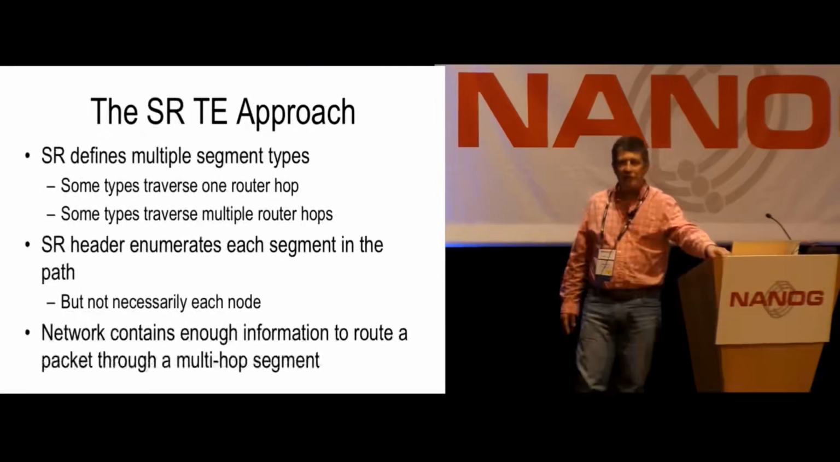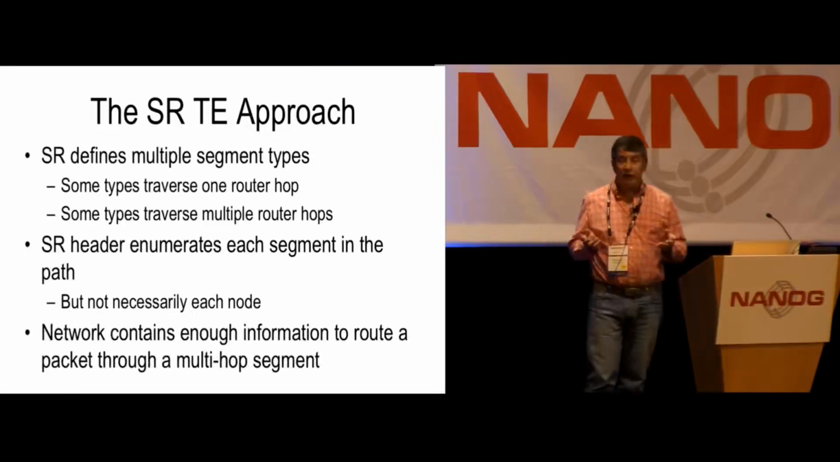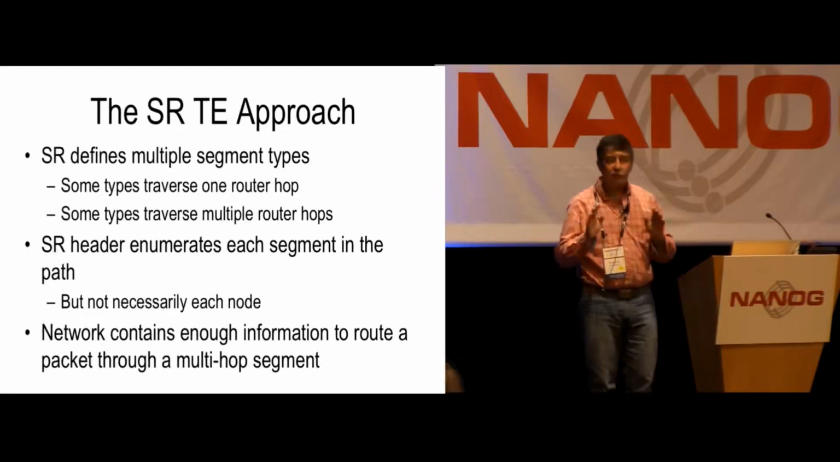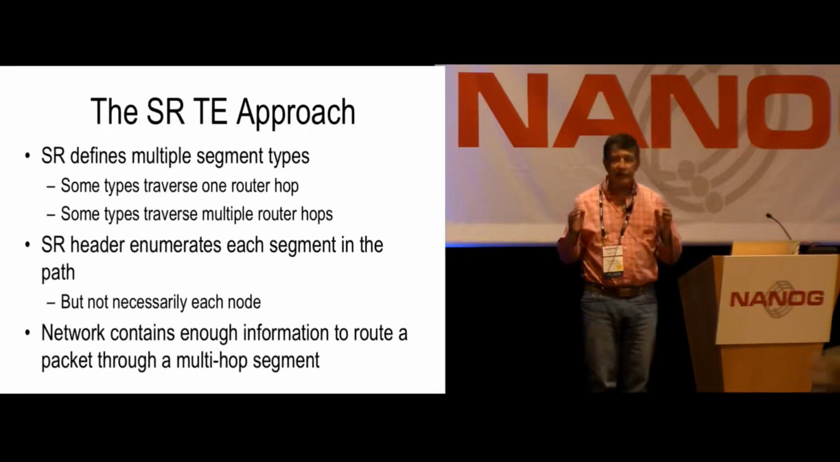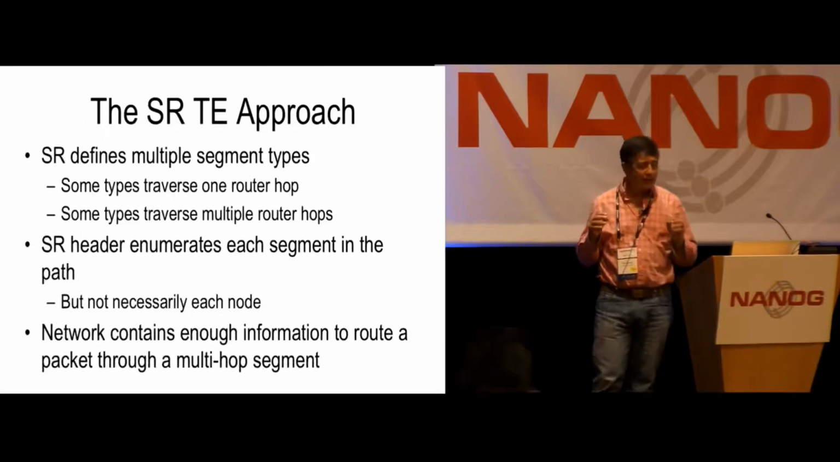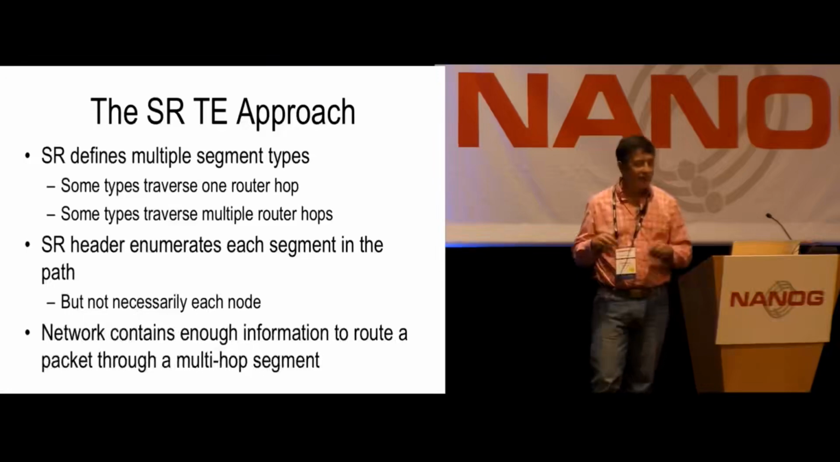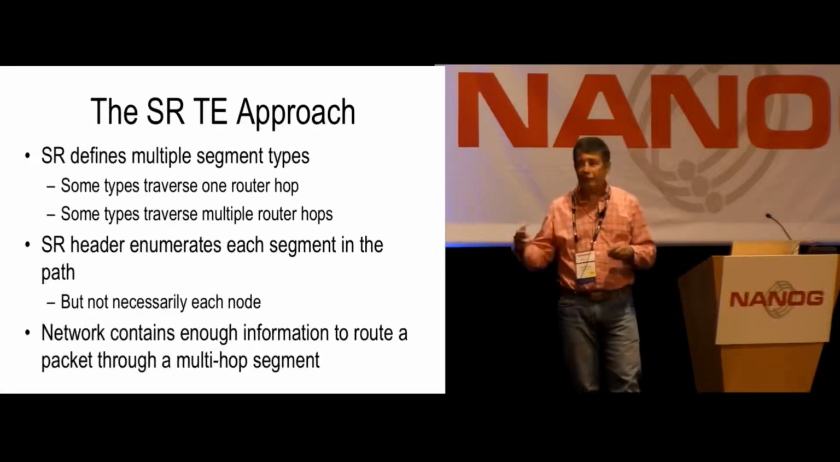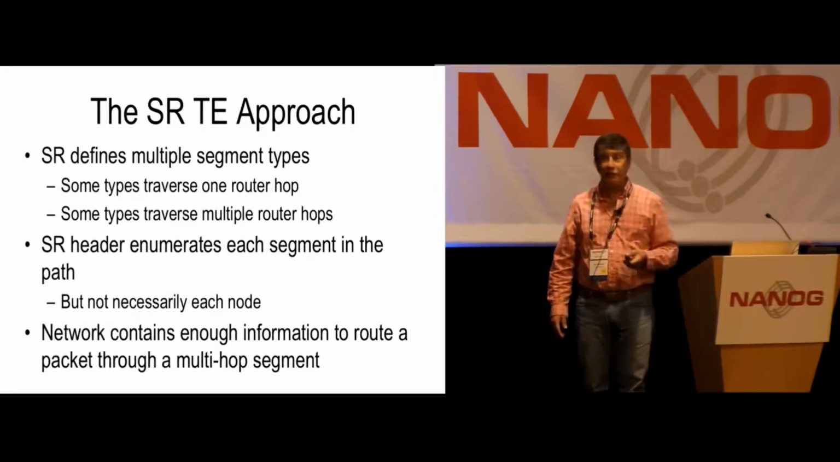Let's talk about what segment routing does. It defines multiple segment types. Some of them traverse only one hop, some traverse multiple. And it enumerates the segment types in the path, but not necessarily every node in the segment. The network has enough information in it to get you through a multi-hop segment. So far, is everybody with me?